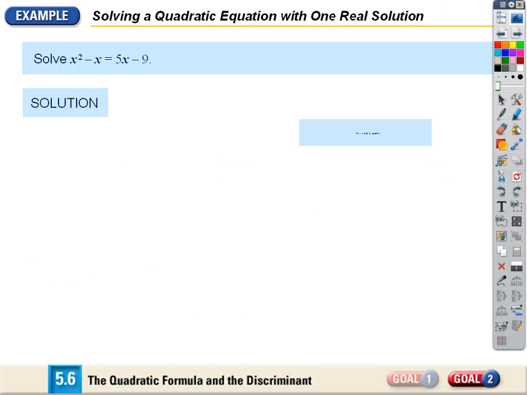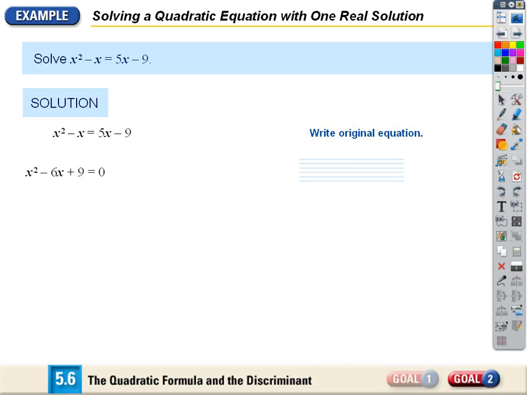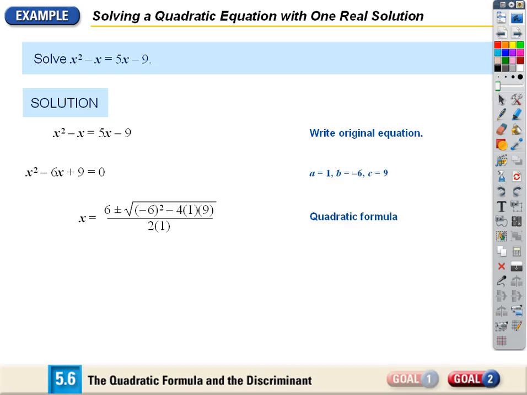Same kind of thing here. Just subtract 5x, add 9, and plug it in. No big deal. Okay, and notice this time we got a 0 under the radical. Square root of 0 is what? 0, sure. So that's just one answer. 6 over 2 is 3.